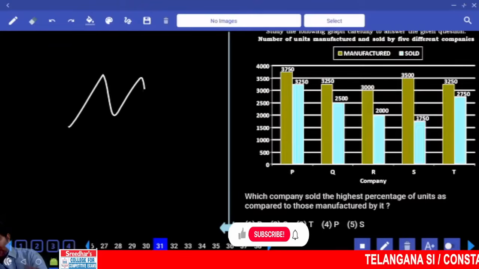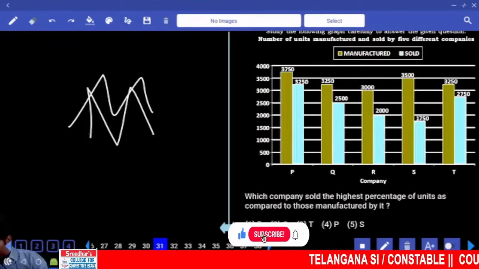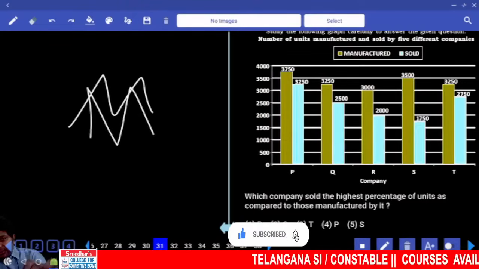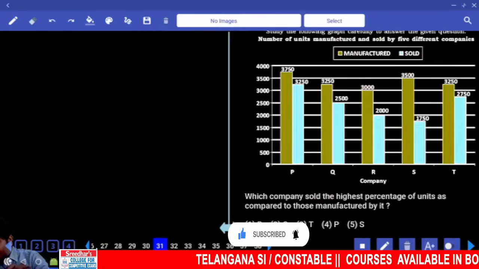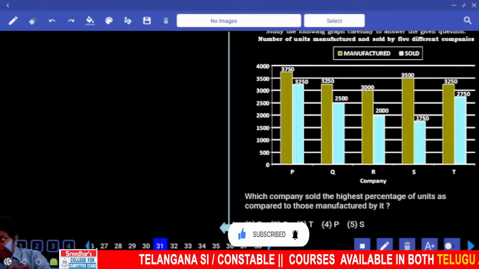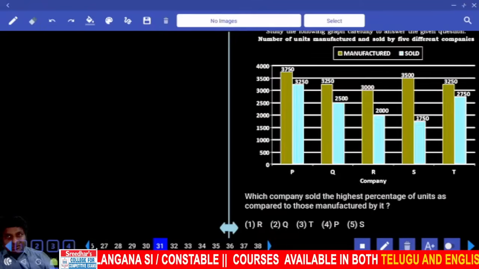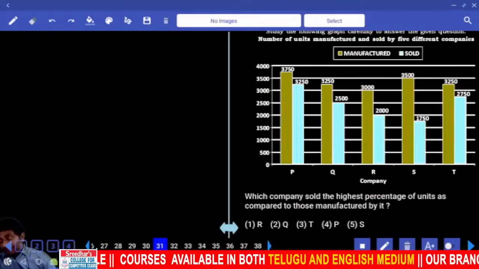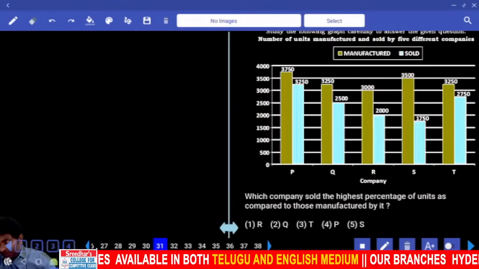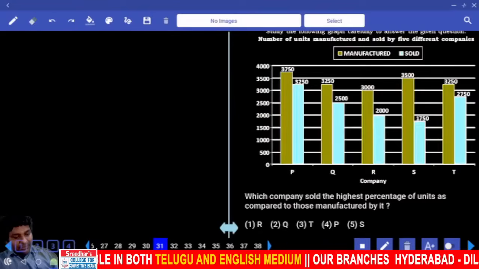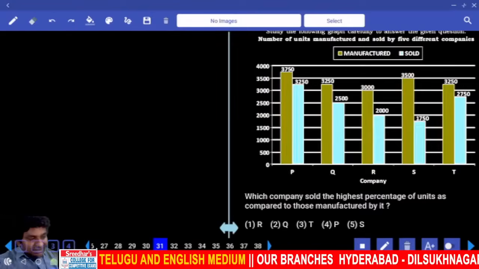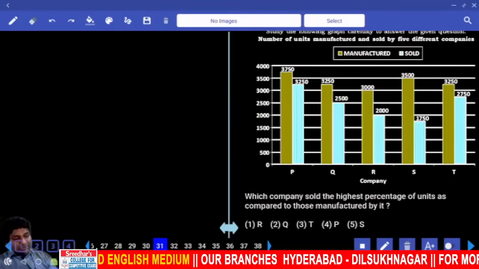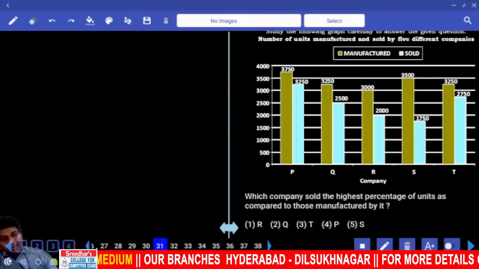Because when it is about line graph, it will be in zigzag mode. Without table, if you want to consider the data, collect the data, it might take time. But when it is in bar graph, it will be so easy. So don't waste your time by preparing the table. Okay? Right. Which company sold highest percentage of units as compared to those manufactured by it?